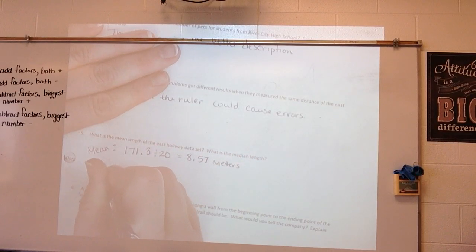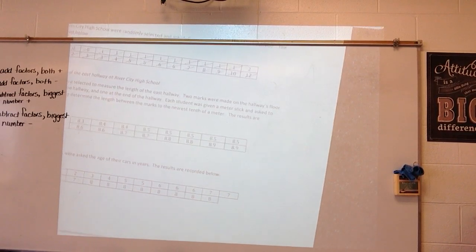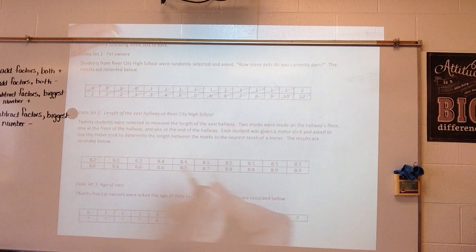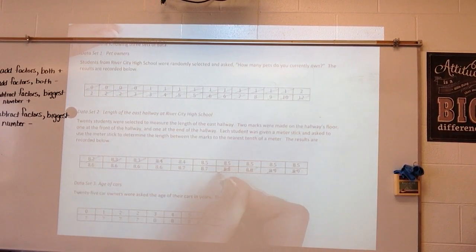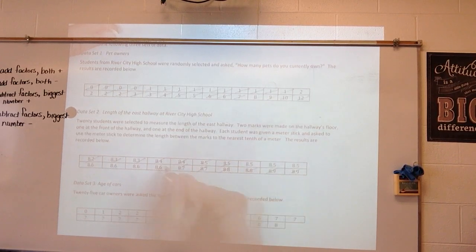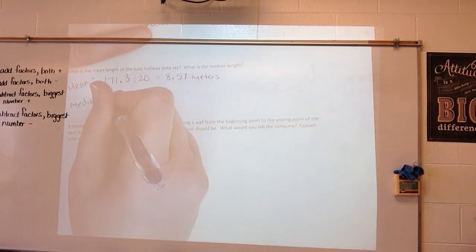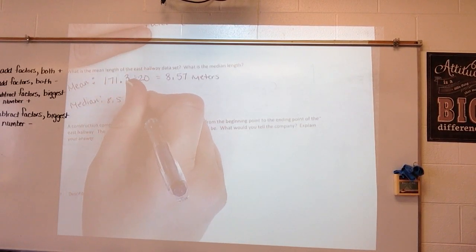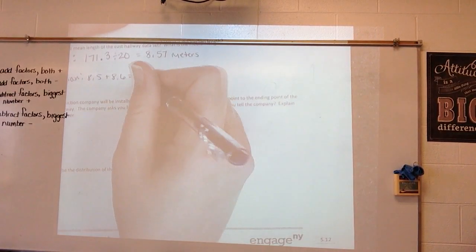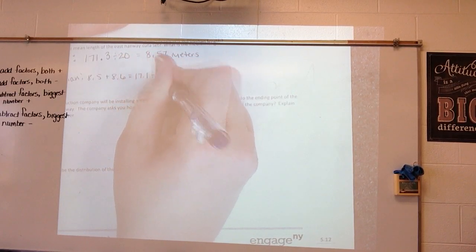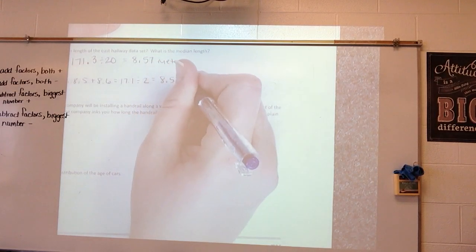Alright, how do I find the median? Once again, I'm looking for the middle number. Because they are already in order from smallest to largest, I can do my cross one for one off. And I have 8.5 plus 8.6. So 8.5 plus 8.6 is 17.1 divided by 2 gives me 8.55 meters.